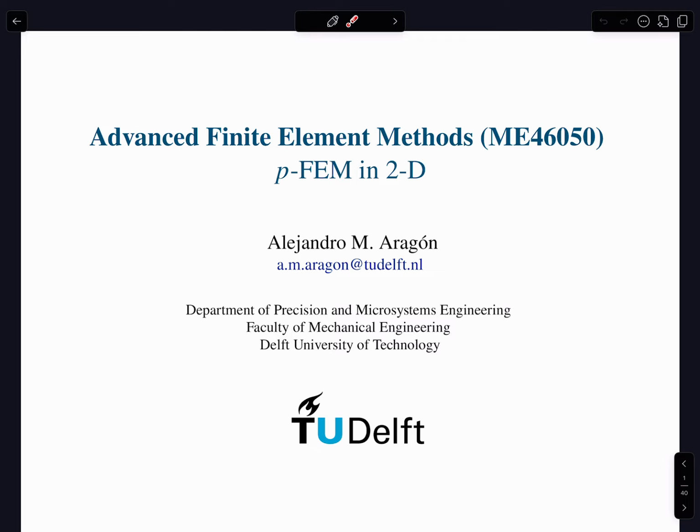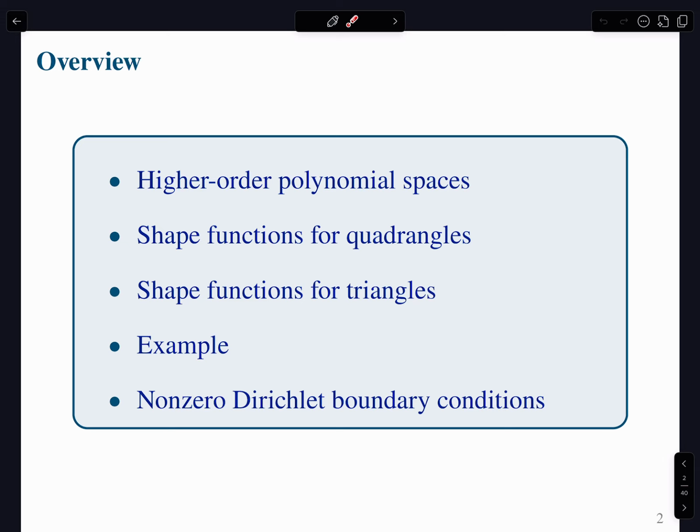So in today's lecture, we're going to look at the p version of the finite element method in 2 dimensions. And as usual, this is the outline. So the first thing we're going to look at is polynomial spaces in high order. So we're not going to be dealing with linear spaces as in standard FEM.